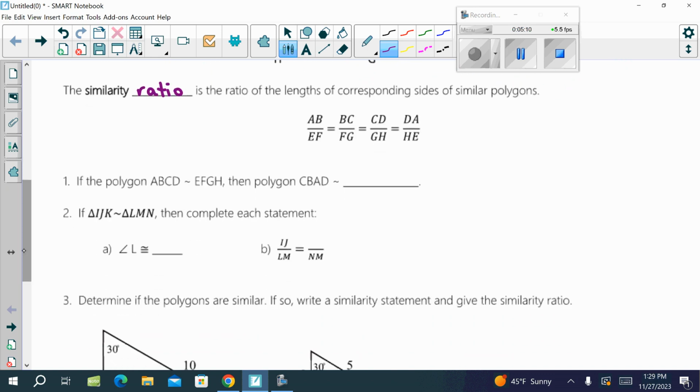All right, first question. If we say polygon ABCD is similar to polygon EFGH, then if I rewrite it CBAD, how would I have to rewrite the second polygon? G F E H. Very good. So those are going to match up.